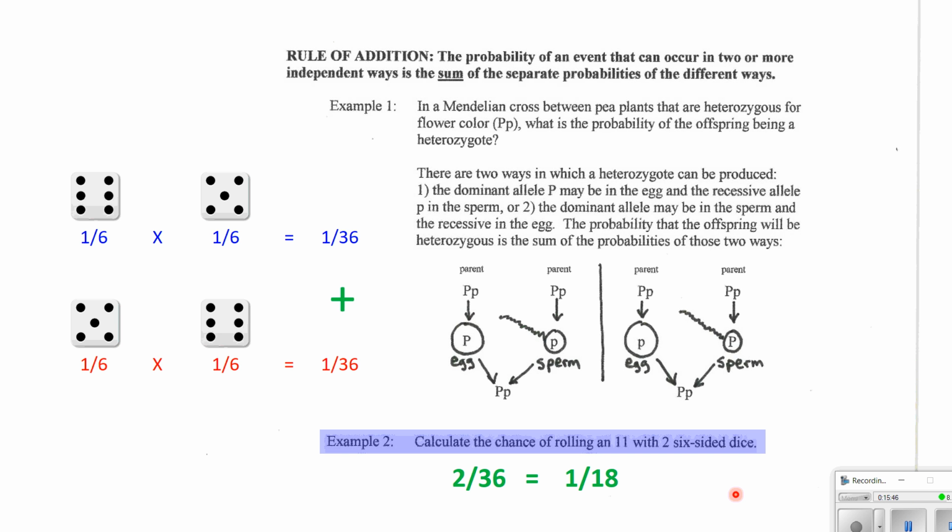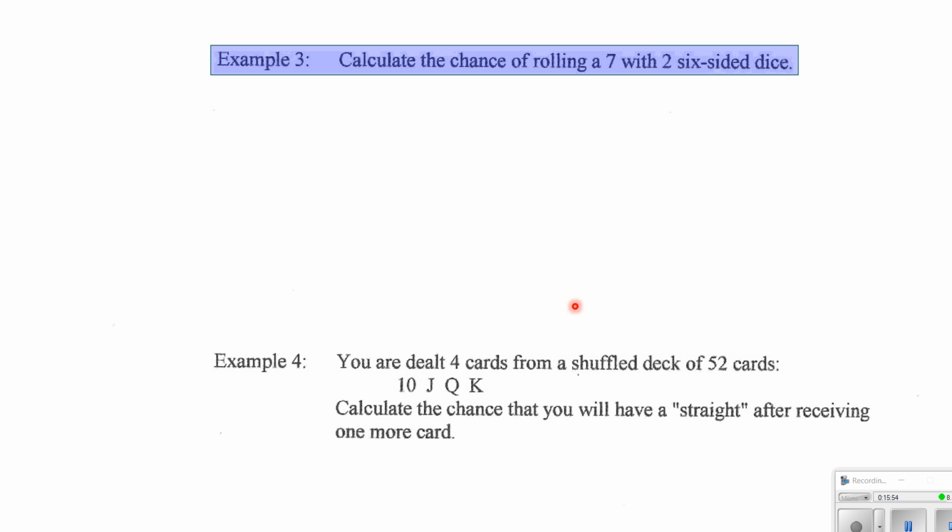Okay, so let's look at another problem that will involve both rule of multiplication and rule of addition. This is example number 3. And I don't want to just give you the answer. So what I'd like you to do is to read the problem and then pause the video. Work this out on your paper. See if you can calculate the correct answer on your own, and then you can unpause the video and check your answer. Calculate the chance of rolling a 7 with 2 6-sided Monopoly dice. Go ahead and pause the video.